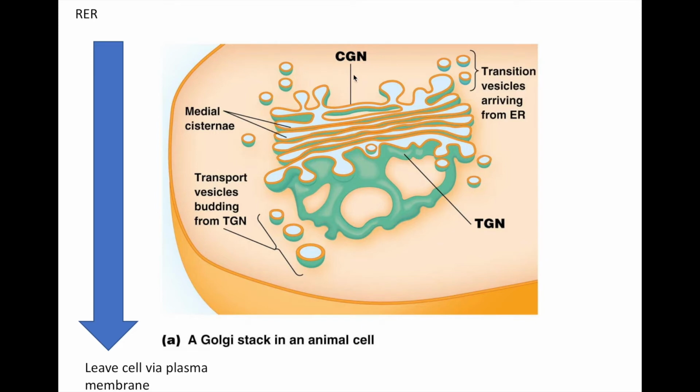So you have the cis Golgi network, which is CGN, facing the endoplasmic reticulum. Medial cisternae are in the middle. Trans Golgi faces the plasma membrane. And the default pathway is from the rough endoplasmic reticulum to the plasma membrane.